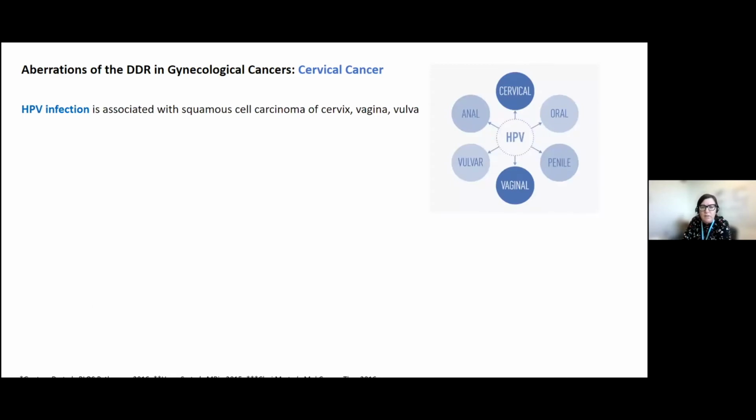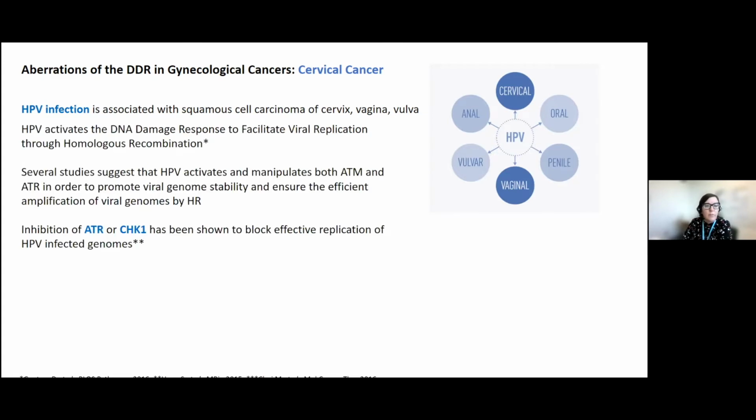HPV-associated cervical cancer, by definition, should have deficiencies in the DNA damage response, and this could be applicable to all HPV-associated cancers. And in gynae, we're talking about cervix, vagina, and vulval. So we know that HPV activates the DNA damage response to facilitate its viral replication through homologous recombination. And there have been several studies showing that HPV activates and manipulates both ATM and ATR to promote genome stability and ensure efficient amplification of its genome through homologous recombination.